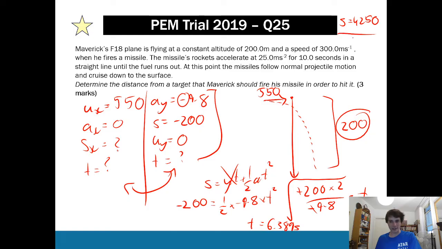And also, side note, I know I didn't do it for these two numbers, but we were accelerating very quickly for quite a long period of time, so as a sanity check, yes, these numbers seem relatively reasonable. Okay, so our time is 6.389 seconds.